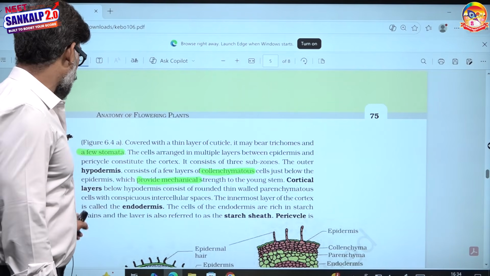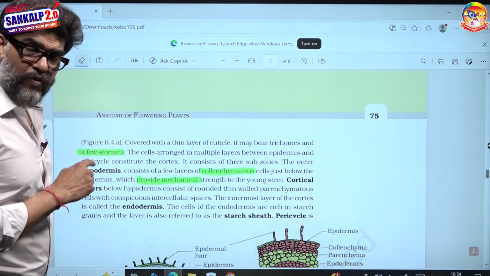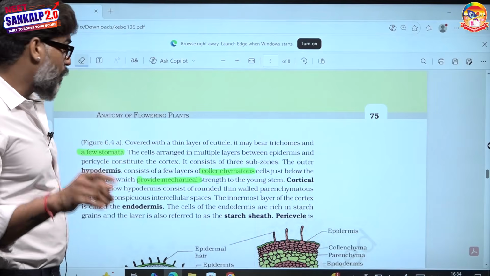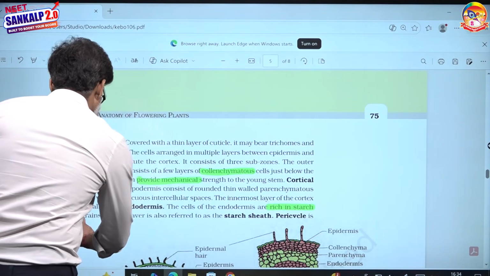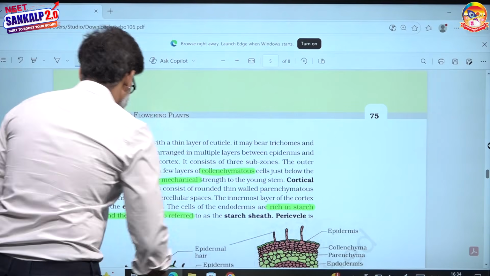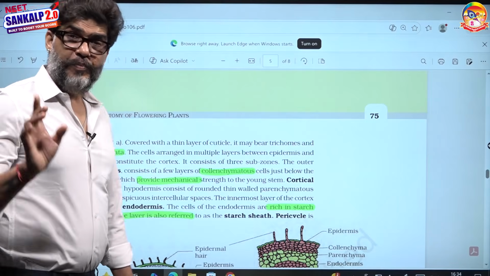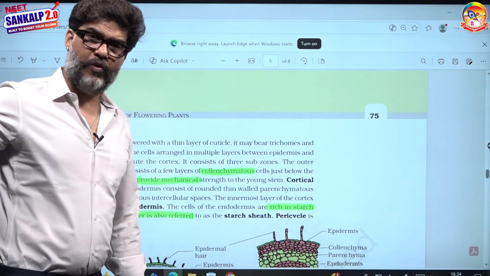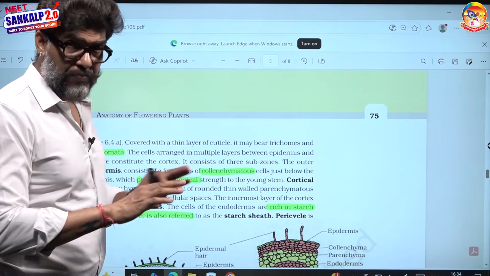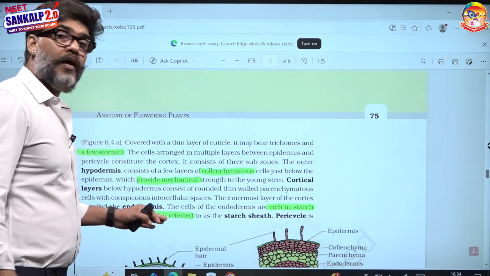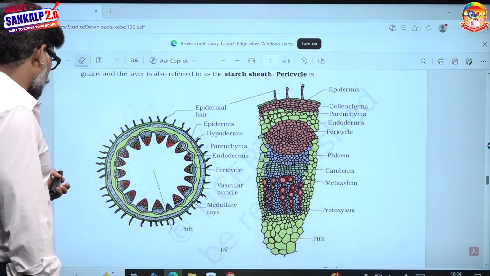The innermost layer of the cortex is called endodermis, but endodermis of the dicot stem is different from the roots. How? The cells of endodermis are rich in starch grains, and the layer is also referred to as the starch sheath. Means there were Casparian strips in dicot root and monocot root. Instead, in dicot stem there is the starch sheath, means there are no Casparian strips. This is a labelled diagram you have to keep in your memory.